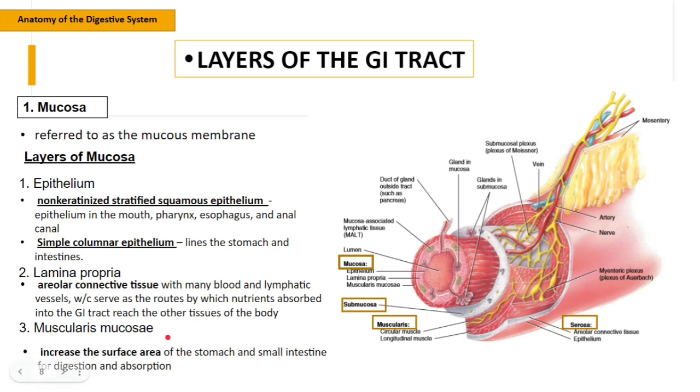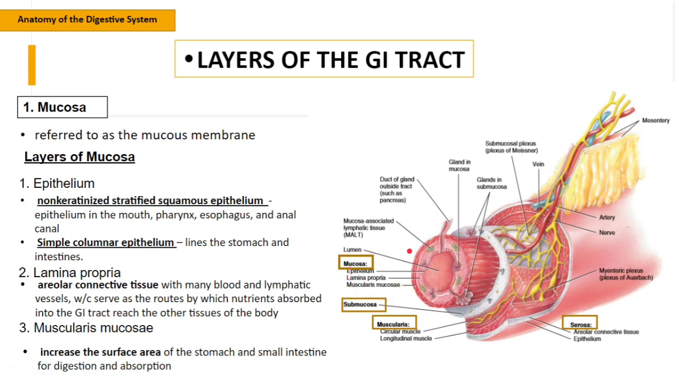Next is your muscularis mucosae. The function of this muscularis mucosae is to increase the surface area of the stomach and small intestine for digestion and absorption process. So here is the mucosa.